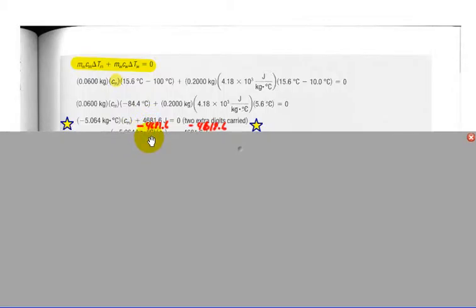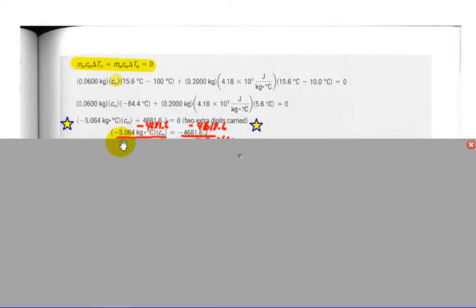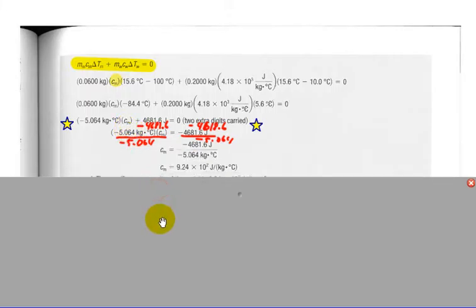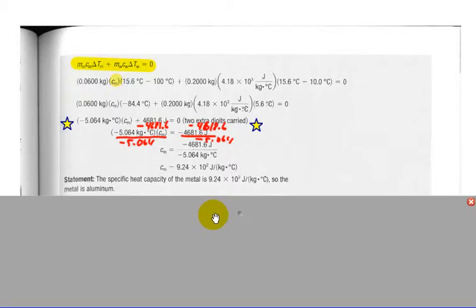So we have negative 5.064 times C plus 4681.6 equals 0. So to isolate C, I need to isolate this whole section first of all. So subtract 4681 from each side. And I get this, negative 5.064 times C equals this. Then to undo multiply, divide each side by negative 5.064. And of course this will work out nice because a negative divided by negative will give us a positive, which is what specific heat needs to be. And I get 9.24 times 10 to the 2 joules per kilogram degree C.